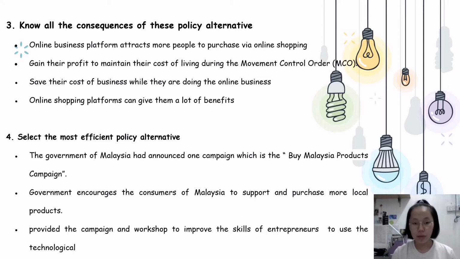So the government has provided the campaign and workshops to improve the skills of entrepreneurs to use technology, or be able to use social media as a platform to continue their businesses, such as using platforms like Facebook, Shopee, Instagram, and other platforms during the pandemic, especially for those in the rural area.